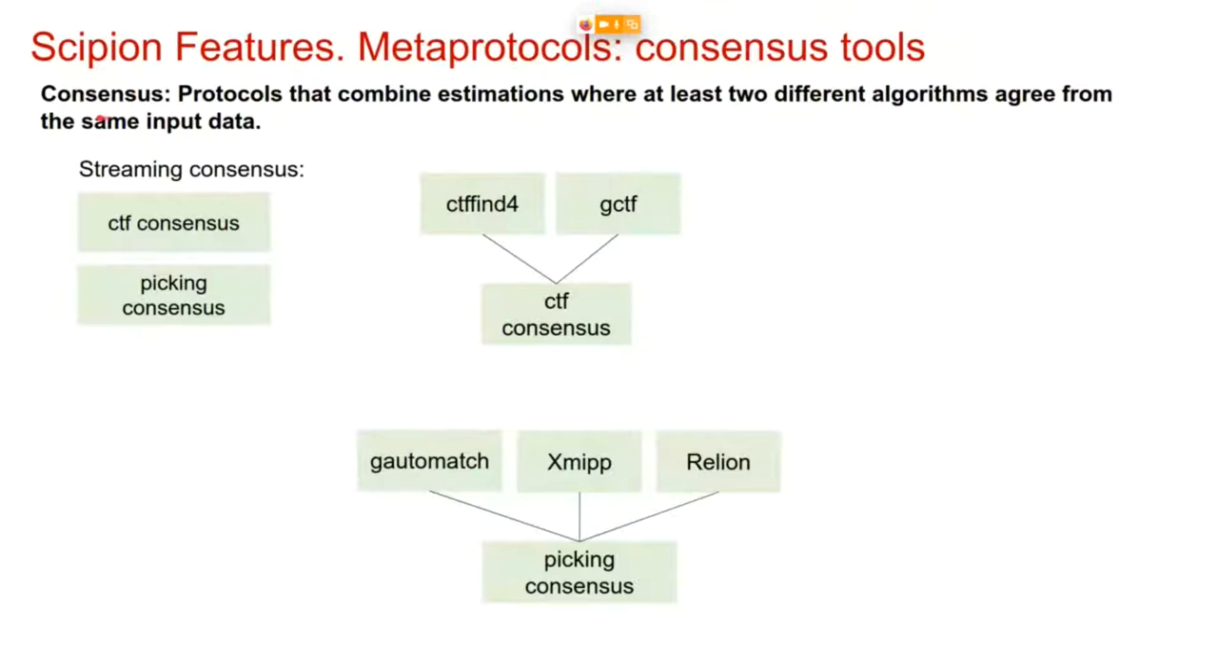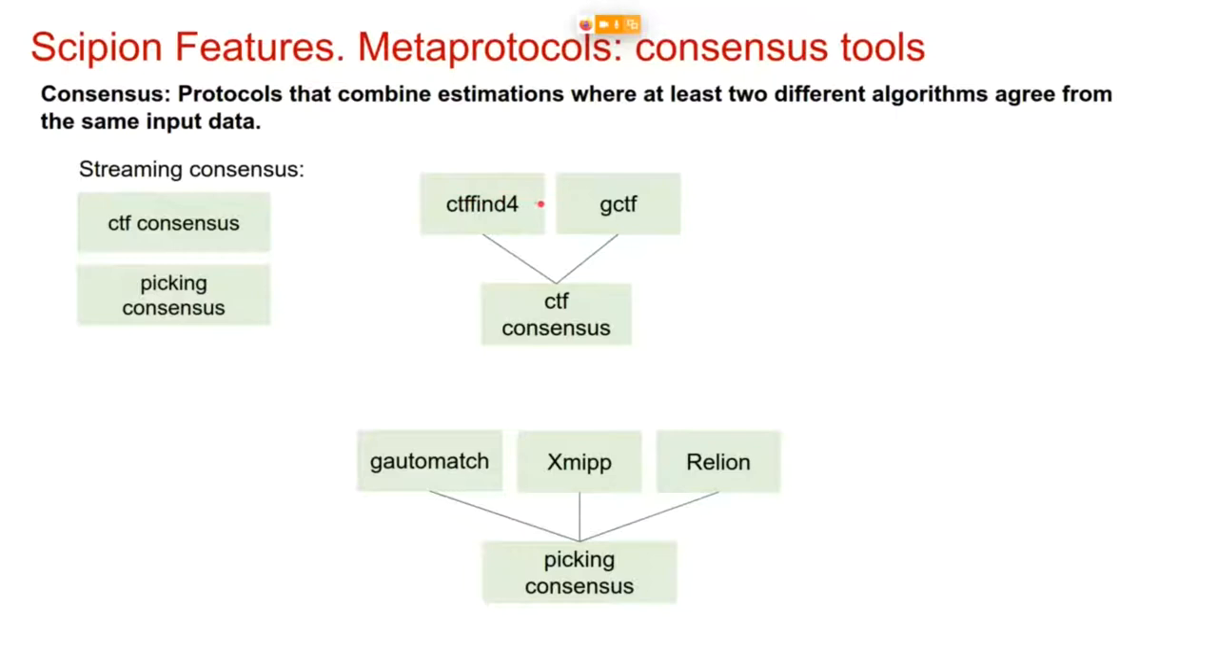Another interesting tool in Scipion is the consensus. Consensus are protocols that combine estimations where at least two different algorithms agree from the same input data. In this case, for example, there is a protocol for CTF consensus where it compares the estimations made from two different programs, for example, CTFFIND4 and GCTF.